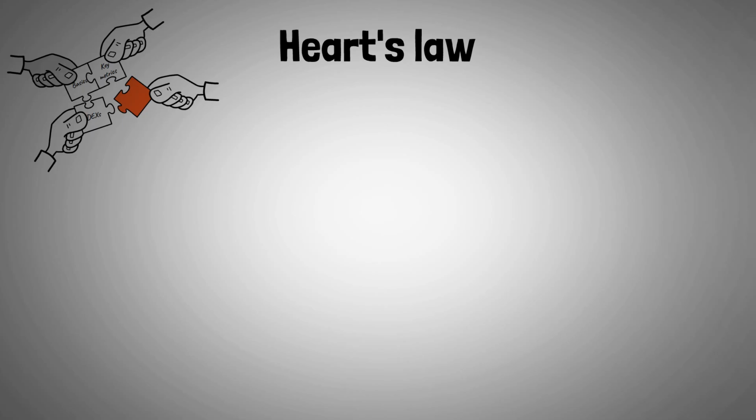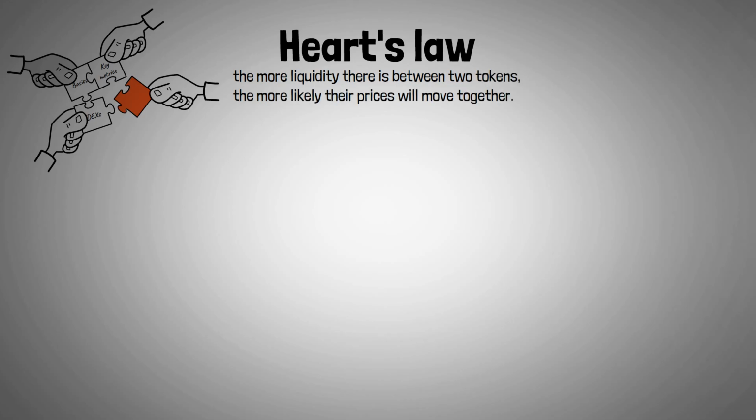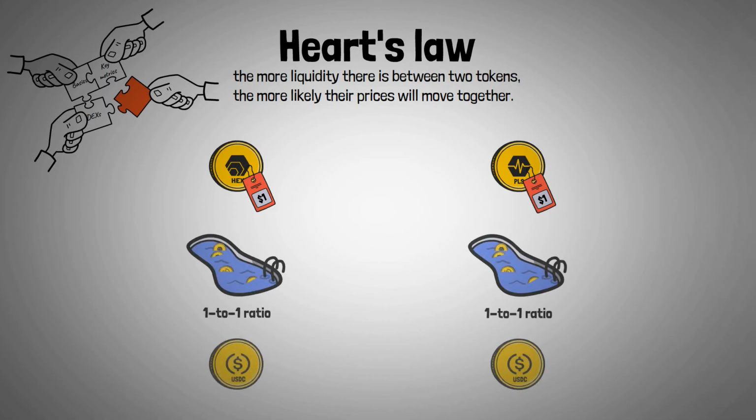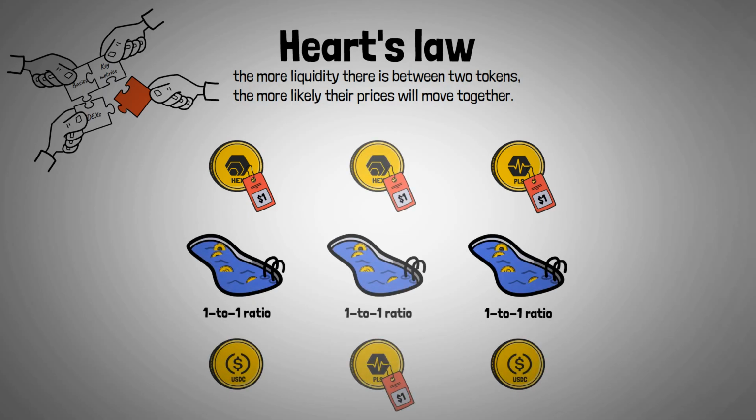Aiming to be successful in cryptocurrency, one must develop a broad understanding of liquidity, with Hart's law being a crucial piece of the puzzle. In essence, Hart's law states that the more liquidity there is between two tokens, the more likely their prices will move together. For example, let's say that both HEX and PLS are priced at $1 and are heavily bonded to USDC at a 1-to-1 ratio as well as to each other.